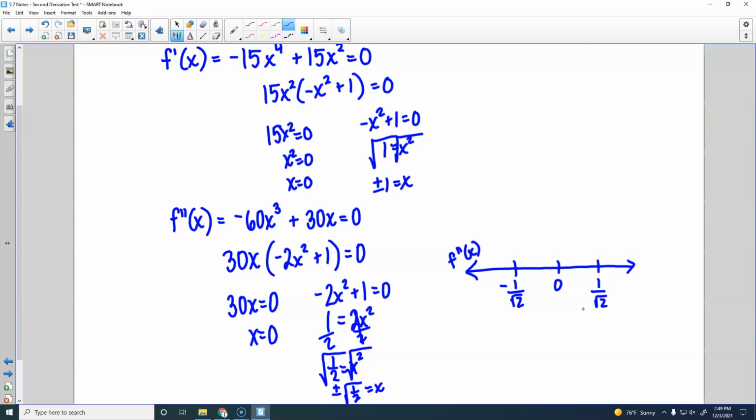Alright, so for concavity, I need to plug a number into -60x to the third plus 30x, the second derivative. So I think instead of trying to make a chart here, I'm just going to plug that in. Like I'd plug in a -1 here, which would give me positive 60 minus 30. So I'll get a positive right there.